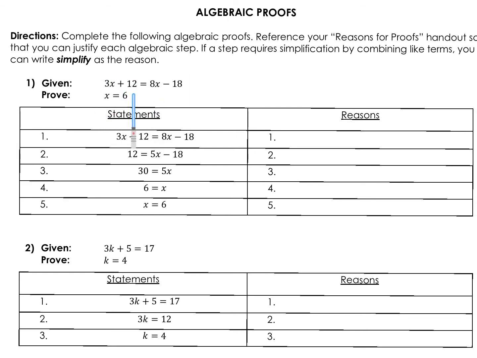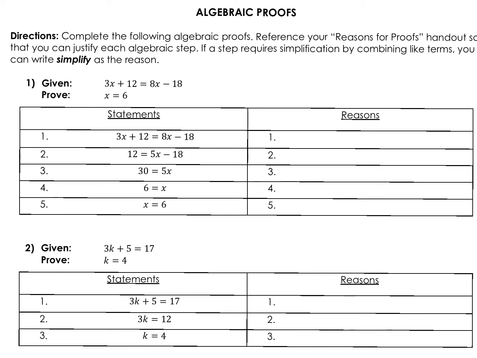So here's our given in our first proof, and notice that it's our first statement. Then we're trying to prove that x is equal to 6, and notice that that is our last statement. And I'm also going to point out that 6 equals x is not the same as x equals 6. So there are certain steps that you're going to do in an algebraic proof that you normally would skip or kind of do in your head when you're actually solving an algebraic equation, and you can't skip those steps.